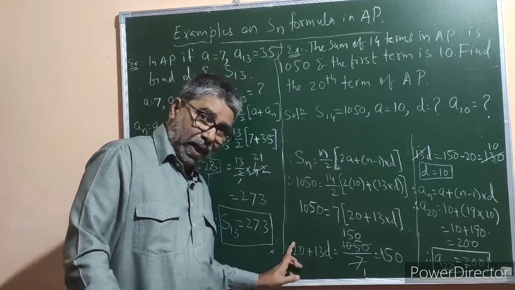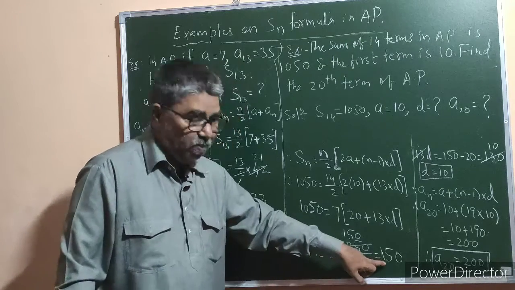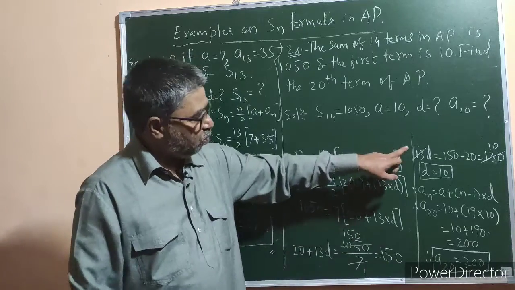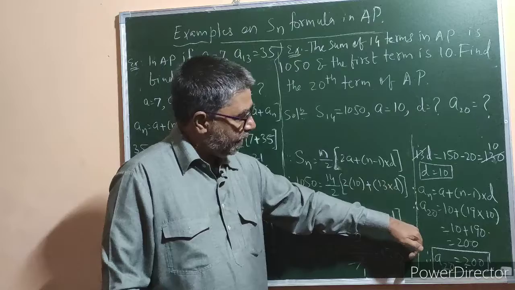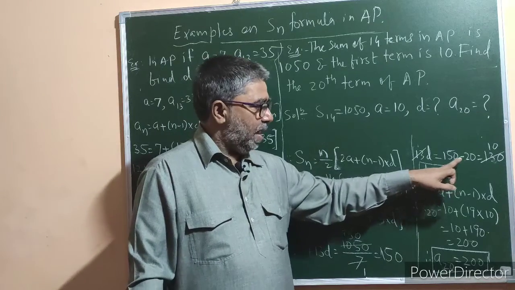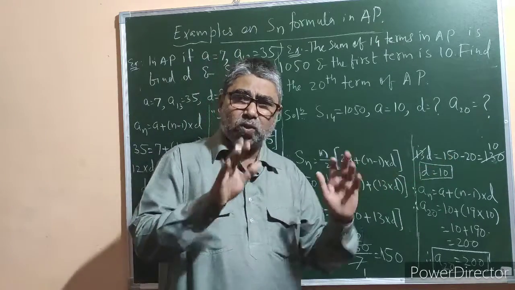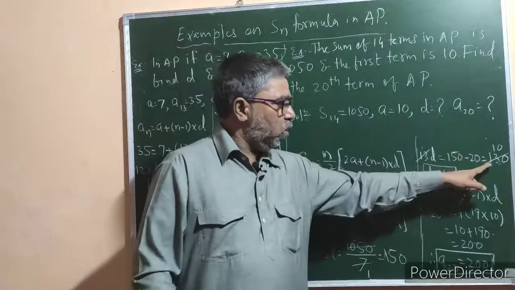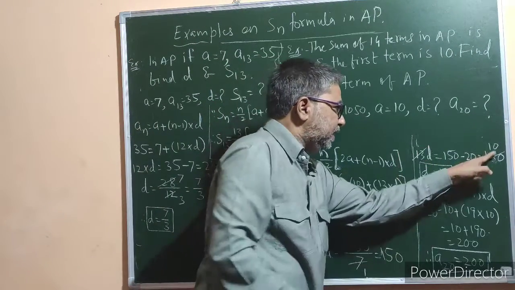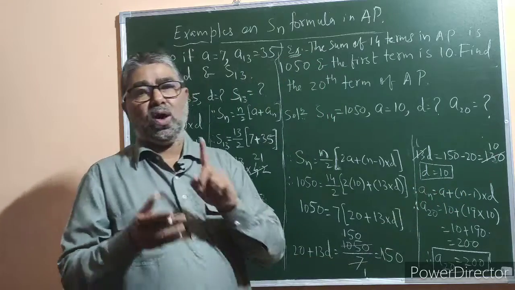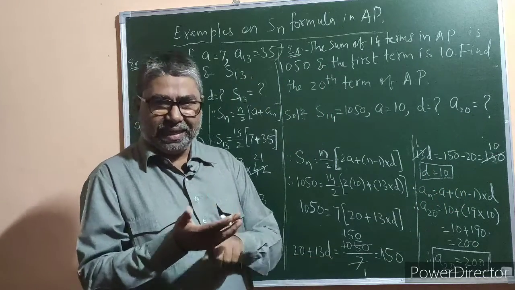So the value of 20 plus 13d will be 150. Therefore 13d is equal to 150. Shift 20 to the RHS, that is minus 20, and if you subtract 20 from 150, you will get 130. So 13 ones are 13, 13 tens are 130. So the value of d here is 10.